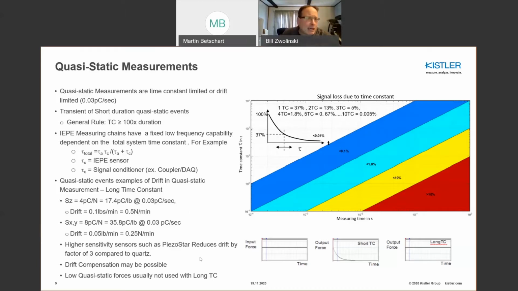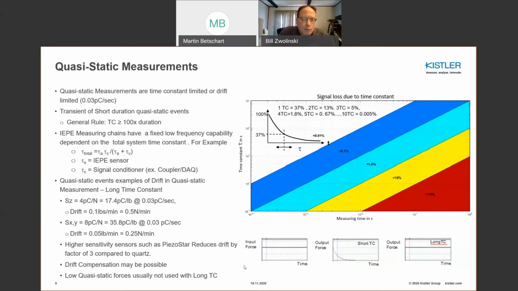So basically, the higher sensitivity sensors, the lower the drift. We're also able to provide a drift compensation solution in areas where you don't have significant thermal transients. You can apply a drift compensation algorithm.